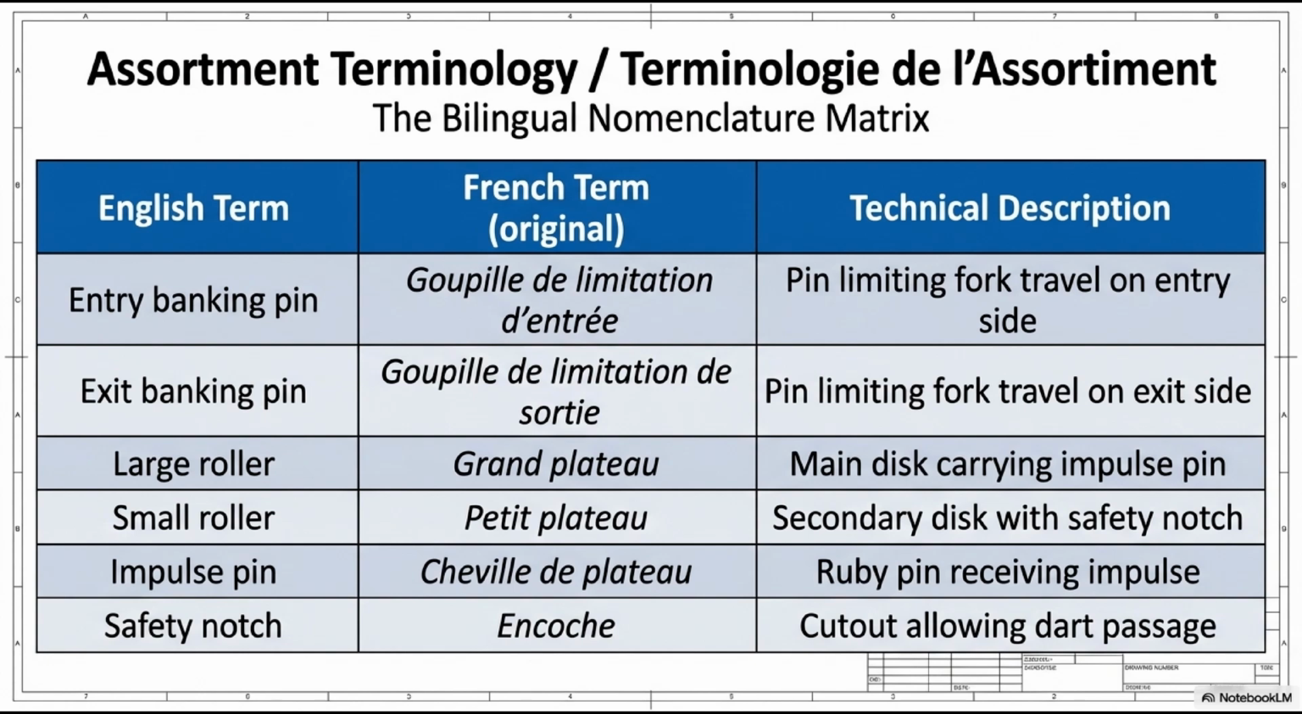Let's run through the roller assembly terms with the full table in front of you. The entry banking pin is the goupille de limitation d'entrée, the pin on the entry side that limits how far the fork can travel. Its counterpart on the exit side is the goupille de limitation de sortie. Notice the structure: goupille for pin, limitation for limiting, then d'entrée or de sortie for entry or exit. It's logical once you see the pattern.